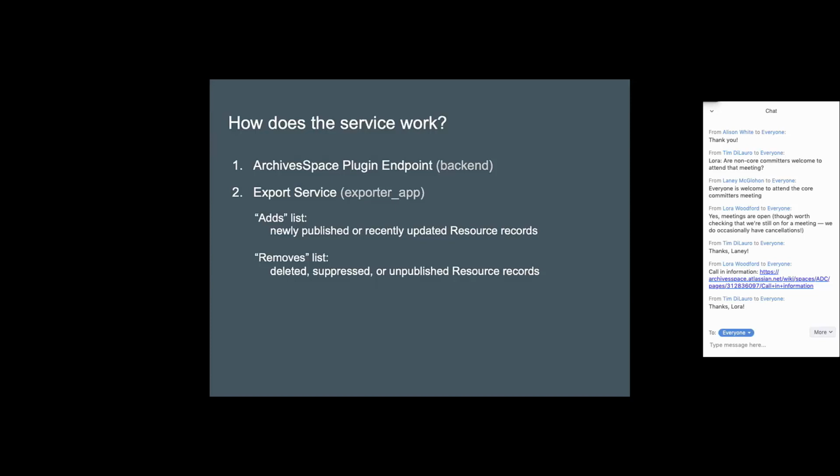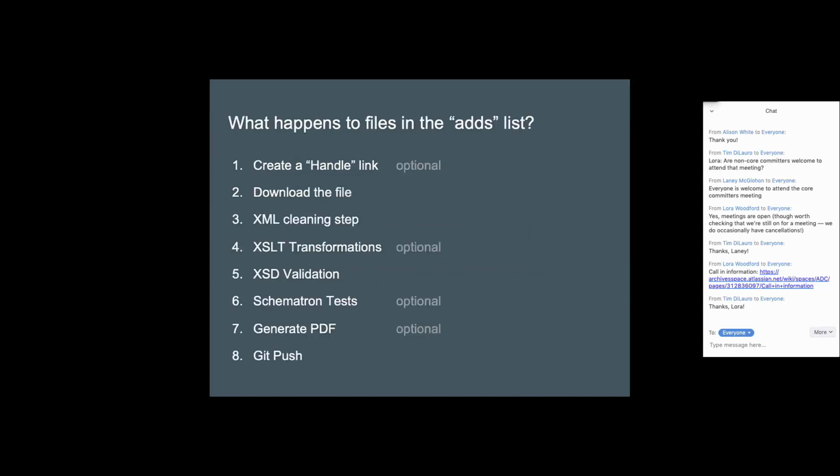What happens when things get added to the adds list is a little bit more complicated, so I will break that down here on this slide and discuss what happens when any file that's going to be exported is sent through the service. So the very first step, this is an optional step, and I imagine it may be particular to us, but we have a policy of always creating handles for any new published finding aids.